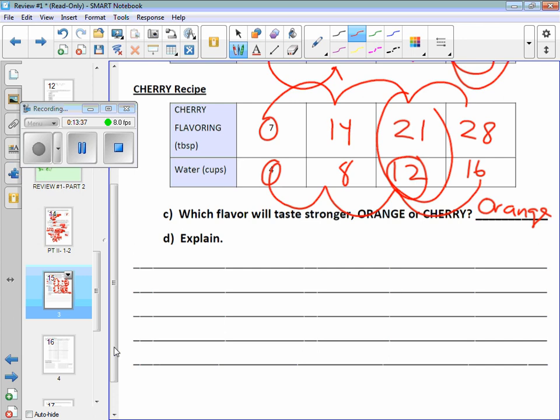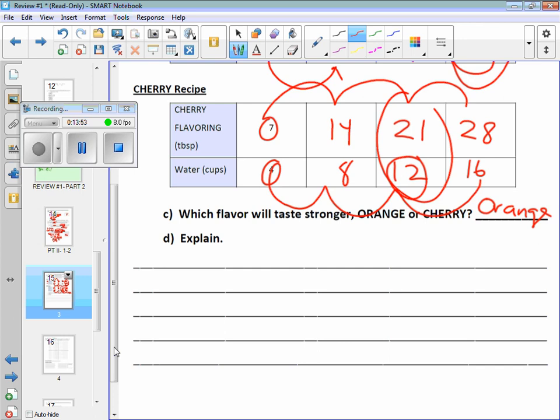That's perfect. Say it again nice and loud. Hold on. Go ahead. When they both have 12 cups of water, orange had more flavoring. That'll work. So she's mentioning the water and then the more flavoring.